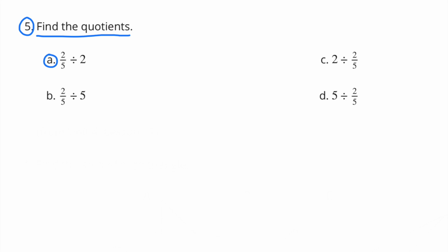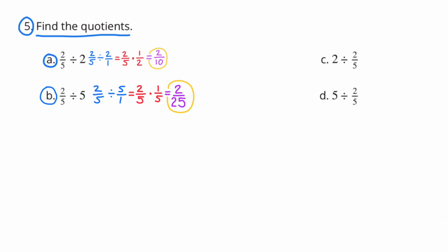Number 5. Find the quotients. A. 2/5 divided by 2. 2/5 divided by 2 is the same as 2/5 divided by 2 over 1. We need to multiply 2/5 times the reciprocal of 2 over 1. So 2/5 times 1 over 2 equals 2/10. And 2/10 could be simplified to 1/5.